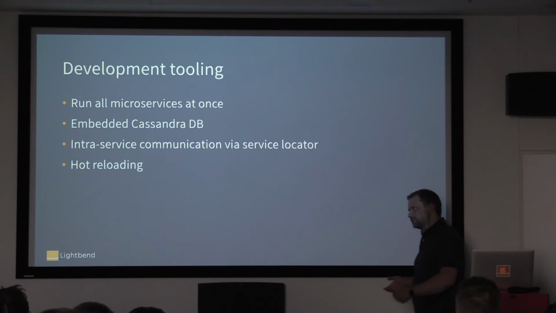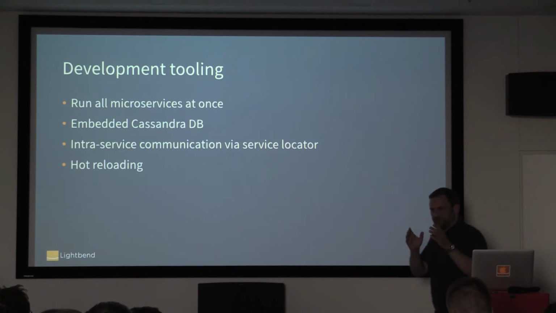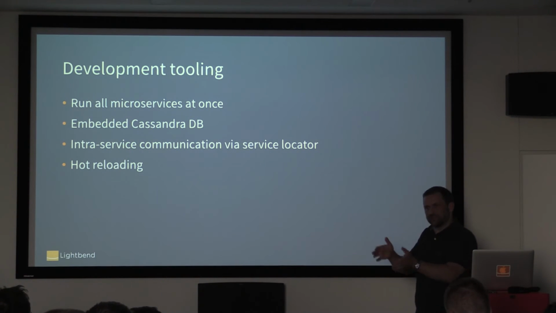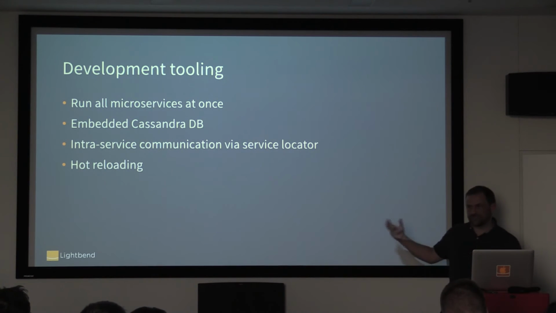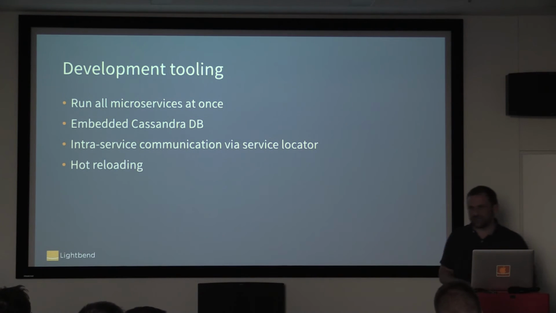Of course, in production or whenever you push it to staging or wherever, each service is supposed to run on its own JVM. Right? But here it's just to make it faster for your development. It's just going to use one JVM with different class loaders per service. It runs a Cassandra DB, it provides a service locator, it provides hot reloading.